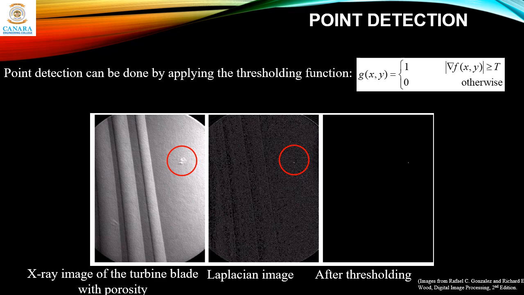That is the porosity in the Laplacian image, and the result after performing thresholding. You can see only this one is highlighted. So this is one technique to detect a point.